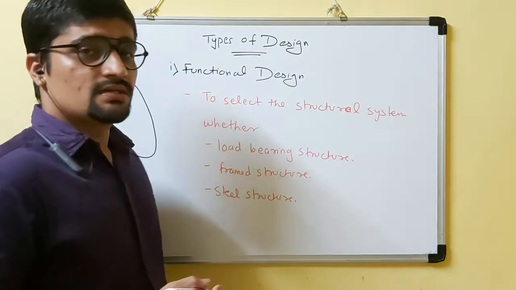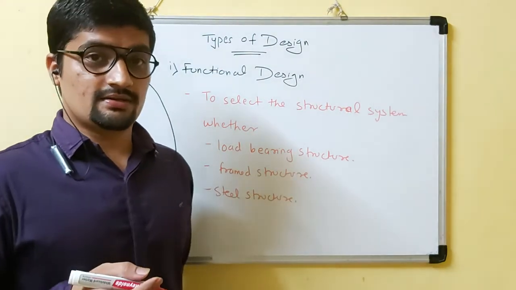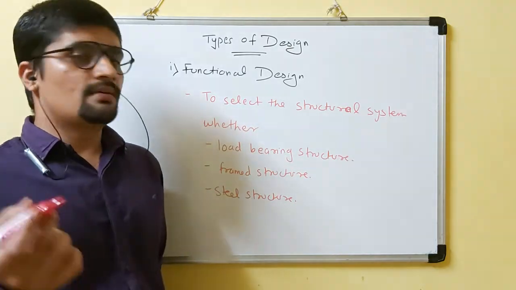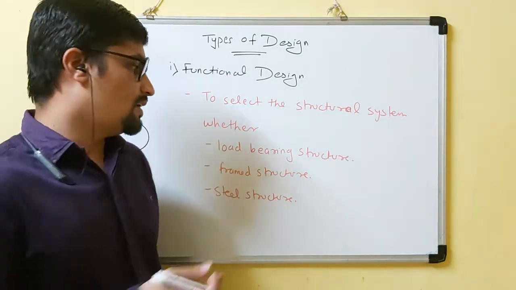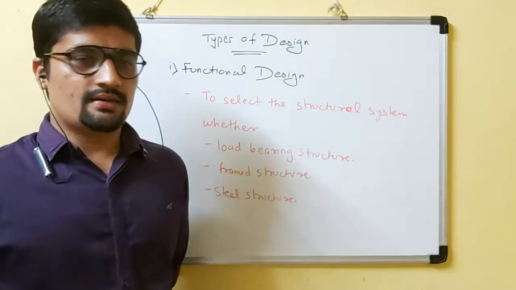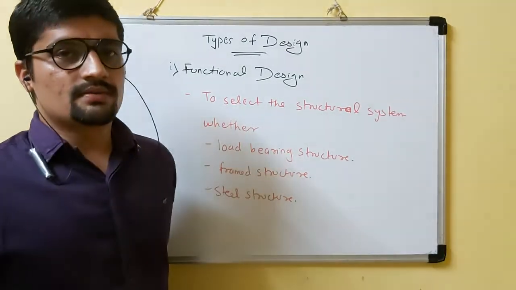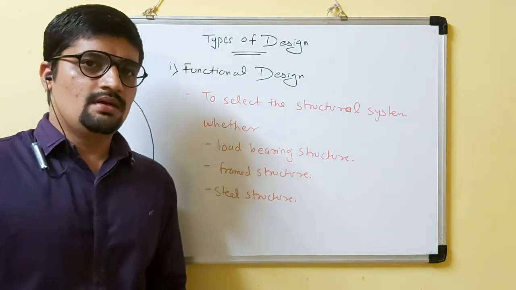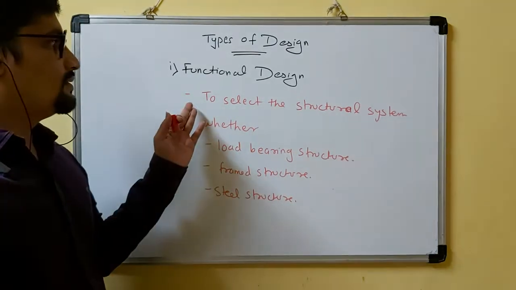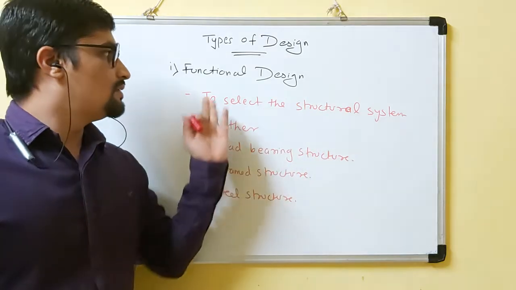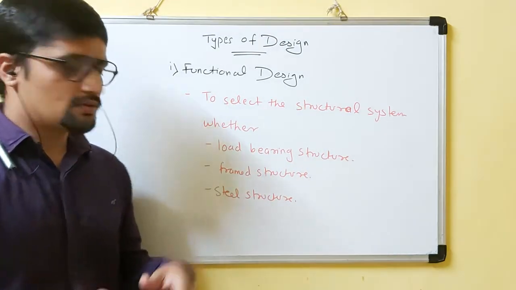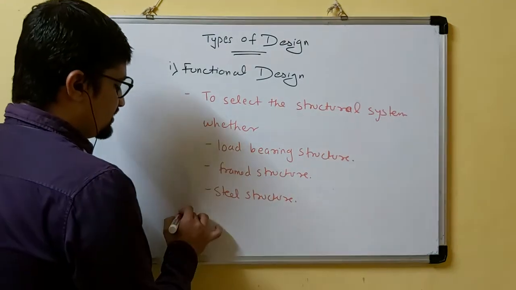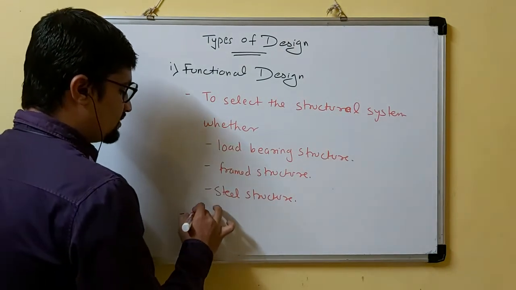All these things will be decided by the architecture in this process. Load bearing means beam, column, and the wall also being there. Frame structure means beam, column, slab. In steel structure, all the members are of steel. It is the job of the architectural engineer to select whether it will be load bearing. Another job of the architectural engineer is to select the material.